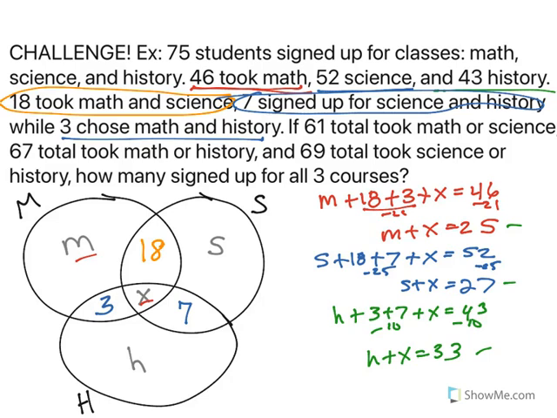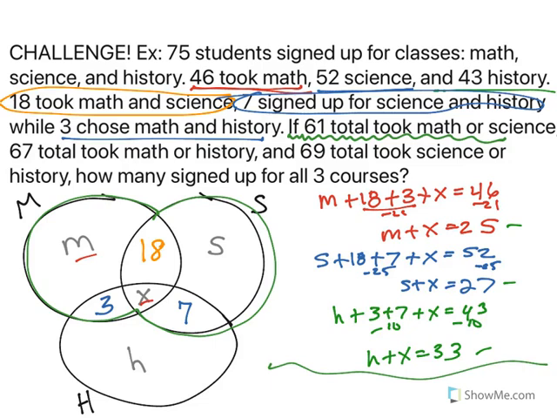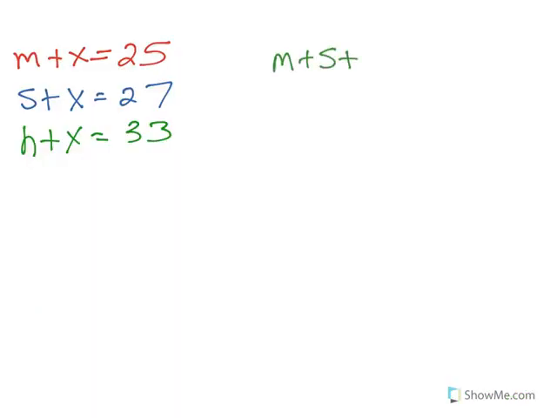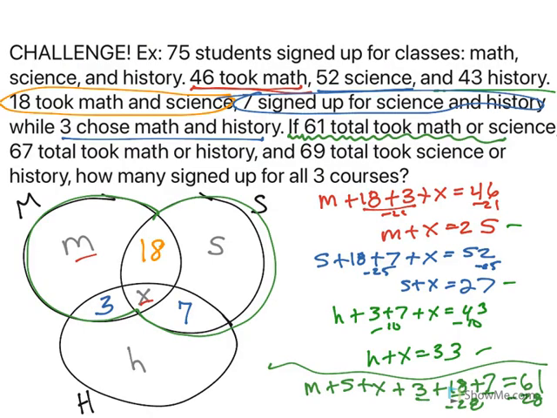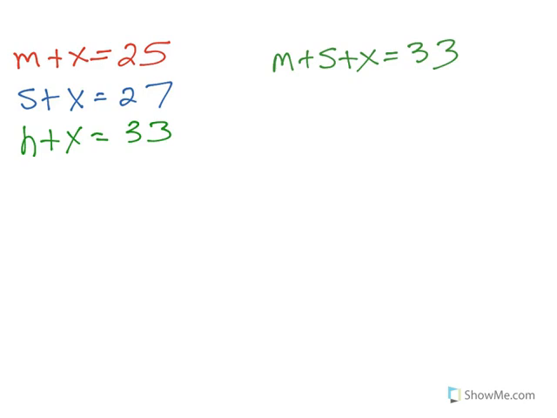Now, what else do we know? 61 total took math or science. So that's this whole piece. That's math plus science plus X plus 3 plus 18 plus 7 equals 61. 3 plus 7 plus 18 is 28. So let's subtract 28 from both sides. I get math plus science plus X equals 61 minus 28, which is 33. Now, I'm going to say I don't need the rest of this, so I'm going to erase it.